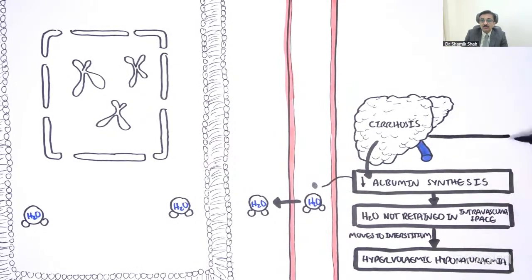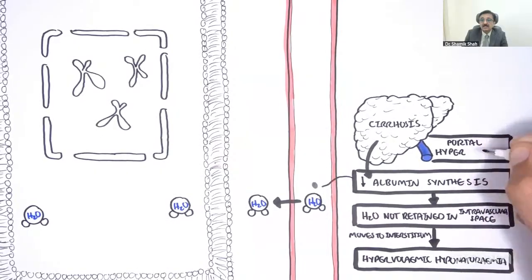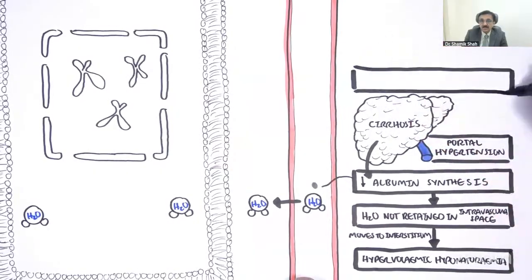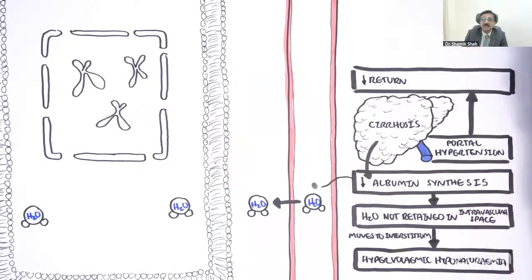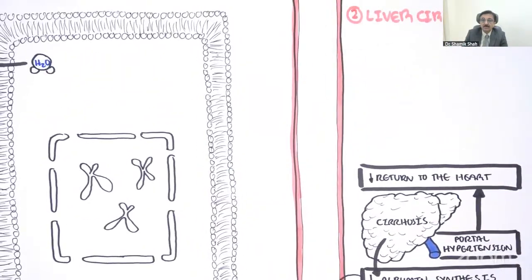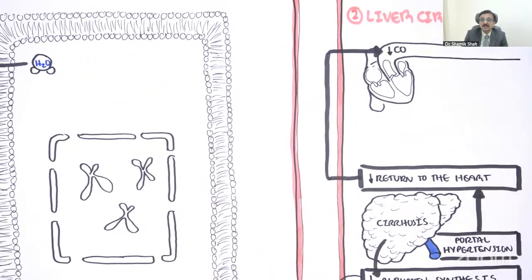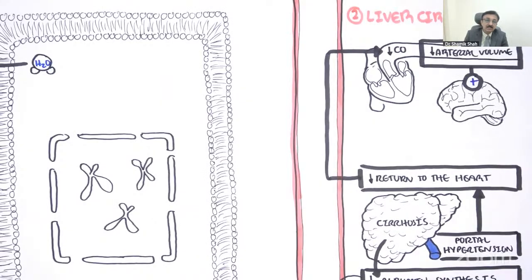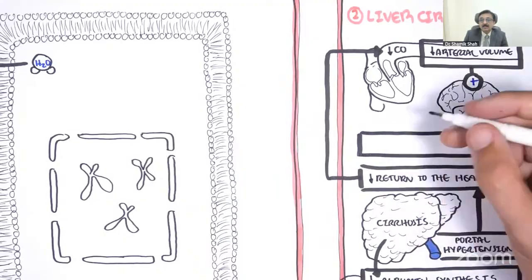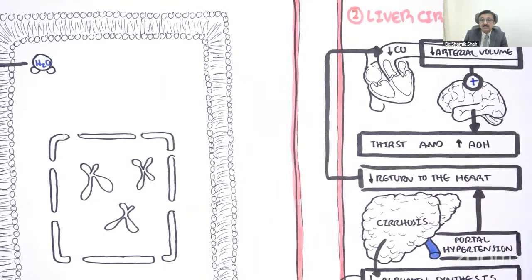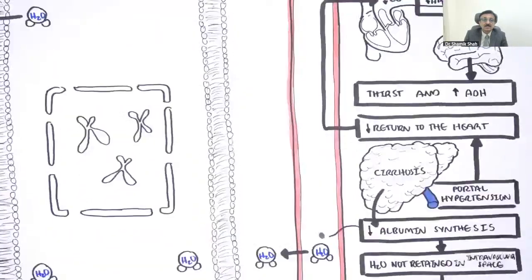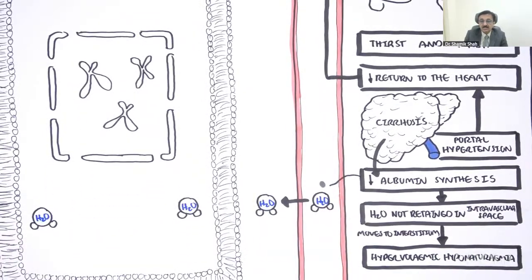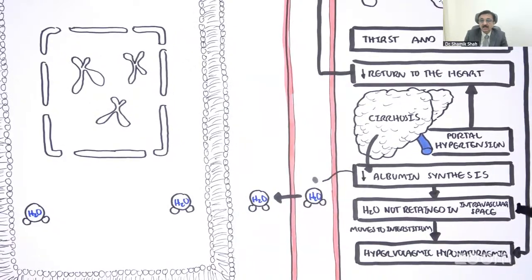Also, in cirrhosis of liver, there is increased portal hypertension, right? So when we have increased pressure inside the portal vein, the return to the heart is reduced, and there is a similar mechanism to congestive heart failure. There is a defective arterial volume, there is stimulation of thirst and increased release of ADH, and this causes again hyponatremia in a hypervolemic condition, similar to congestive heart failure.